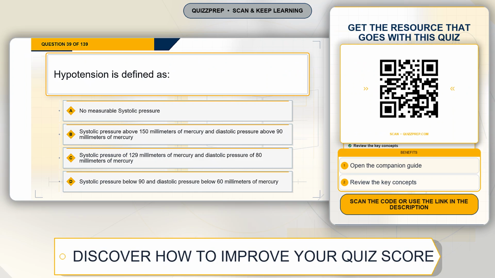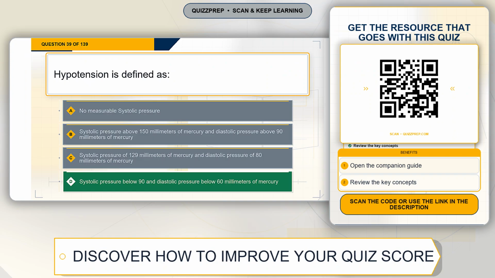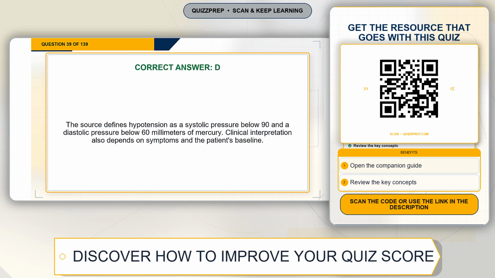Question 39. Hypotension is defined as option A, no measurable systolic pressure. Option B, systolic pressure above 150 mm of mercury and diastolic pressure above 90 mm of mercury. Option C, systolic pressure of 129 mm of mercury and diastolic pressure of 80 mm of mercury. Option D, systolic pressure below 90 and diastolic pressure below 60 mm of mercury. The correct answer is option D. Explanation. The source defines hypotension as a systolic pressure below 90 and a diastolic pressure below 60 mm of mercury. Clinical interpretation also depends on symptoms and the patient's baseline.